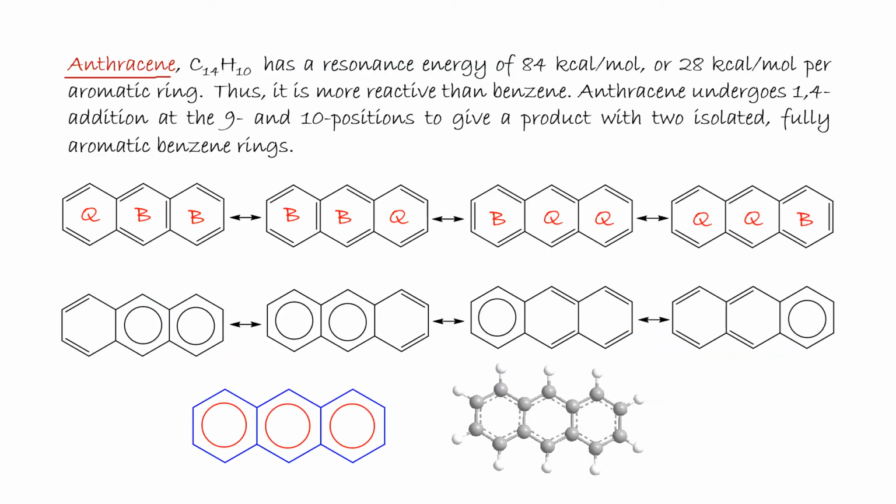Anthracene, C14H10, has a resonance energy of 84 kilocalories per mole, or we can say it's 28 kilocalories per mole per ring. Remember once again, benzene has 36 kilocalories per mole stabilization energy. Thus, it is more reactive than benzene. Anthracene undergoes 1,4 addition at the 9 and 10 positions to give a product with two isolated, fully aromatic benzene rings.